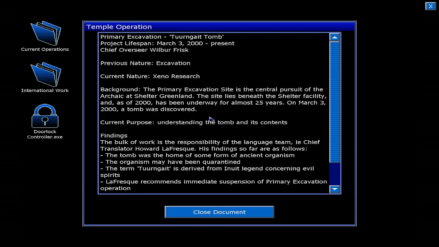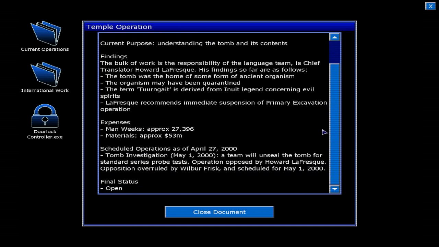Primary excavation site is the central pursuit of the archaic at Shelter, Greenland. The site lies beneath the Shelter facility, and as of 2000 has been underway for almost 25 years. On March 3rd, 2000, the tomb was discovered. Current purpose, understanding the tomb and its contents. Okay. Bulk of the work, responsibility of the language team, i.e. Chief Translator Howard Lefresque. By his findings so far are as follows.